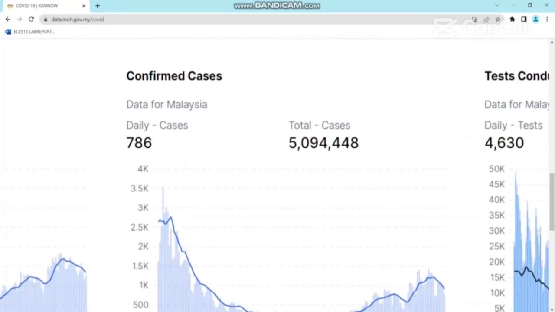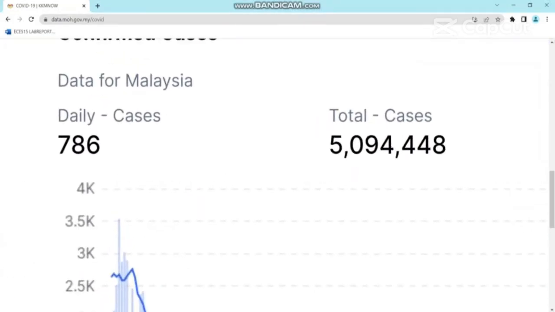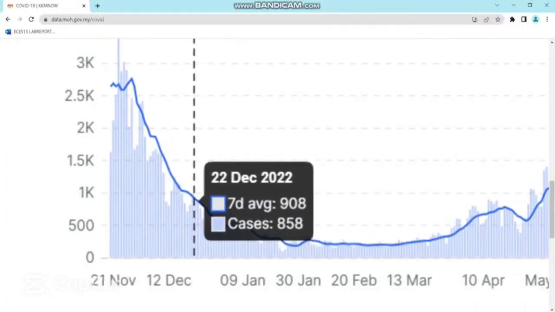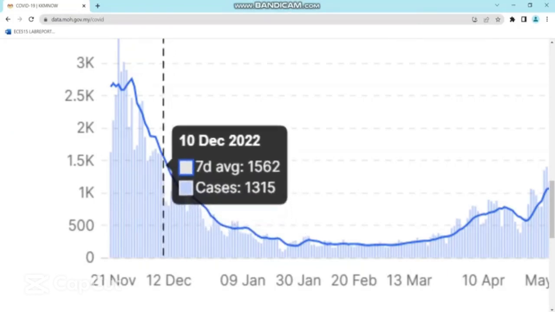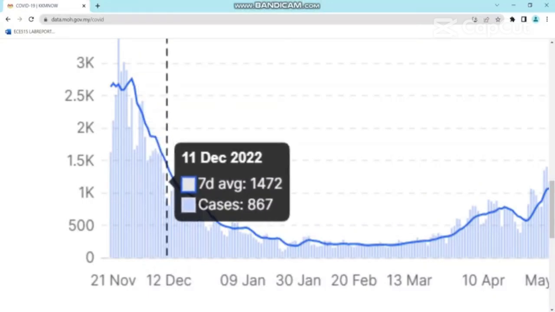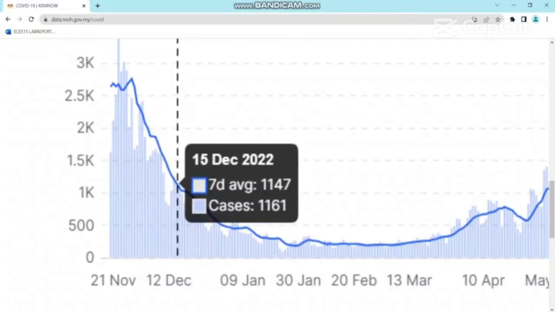So the cases, let's zoom a little bit to find the data for each of the dates. For example, let's see 1 December 2022. You have to drag the mouse until you find the data for 1 December 2022. The cases on this date are 2,375. And then for 15 December 2022, you have to find it by dragging the mouse until you find the date. And it is 1,161 cases.